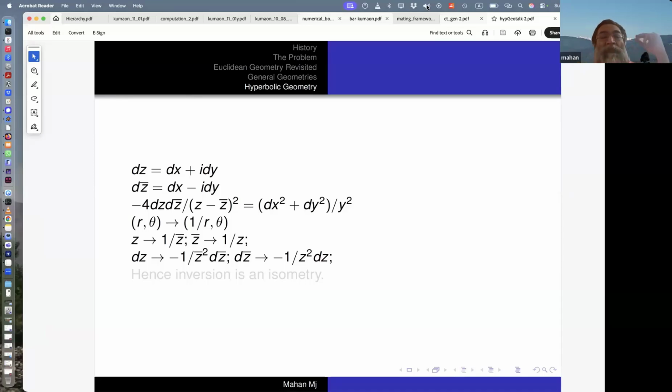So in complex coordinates, you plug all these transformations in, and you notice that the metric remains unchanged by this transformation. Complex coordinates actually make life much simpler, and it's just this one simple computation. You notice that inversion in a semicircle preserves the infinitesimal form of the metric. In particular, it is an isometry. So hence, inversion is an isometry.